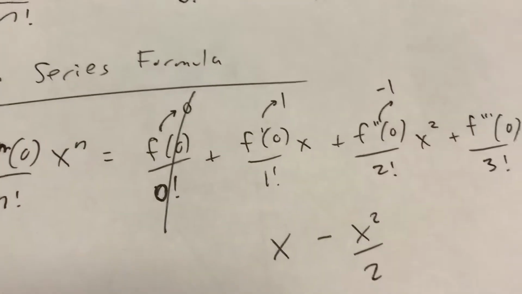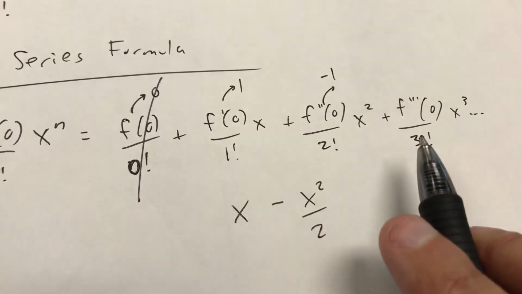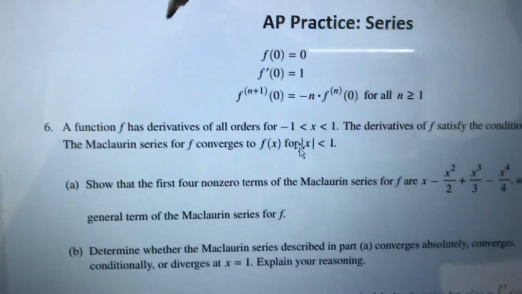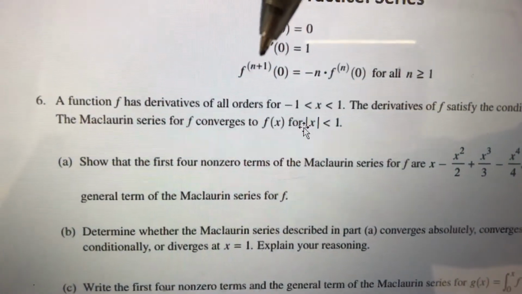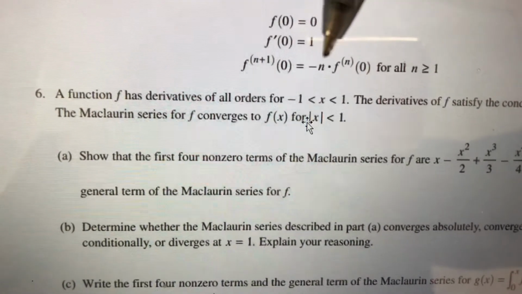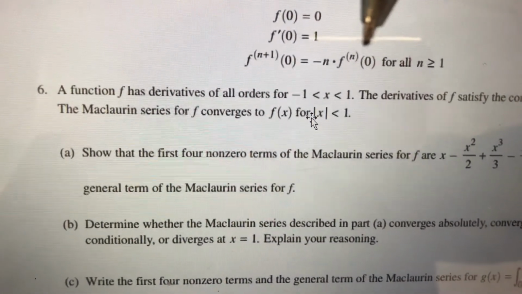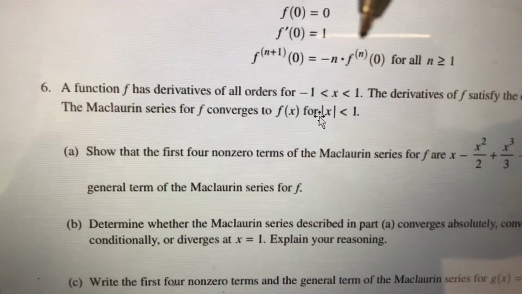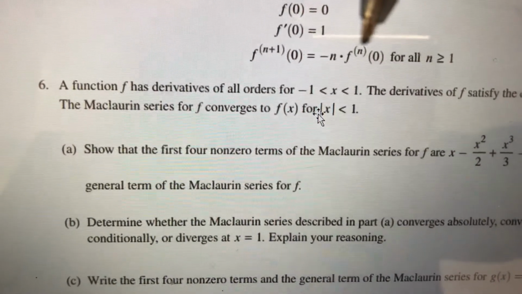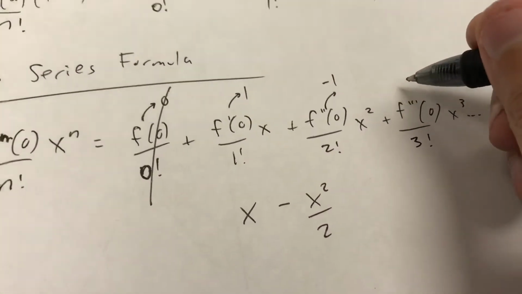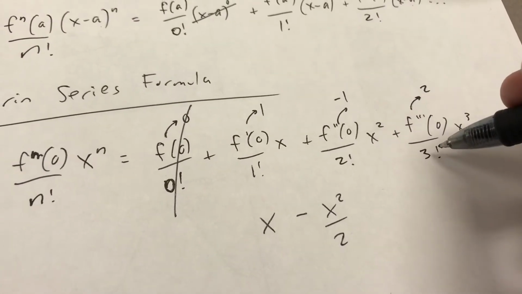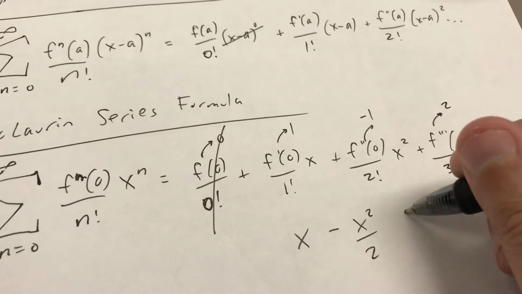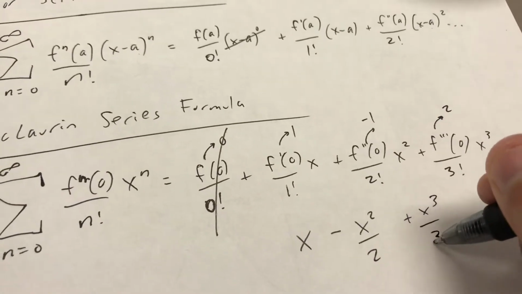Next, I need to fill in the third derivative here. So if I want the third derivative here, I can make my n value 2 to find the third derivative, and that says take negative 2 times the second derivative. Well, the second derivative was negative 1, so negative 2 times negative 1 is positive 2, and so that value right there is going to be positive 2. Positive 2 divided by 6 is 1/3 actually, so we'd have plus x cubed over 3.